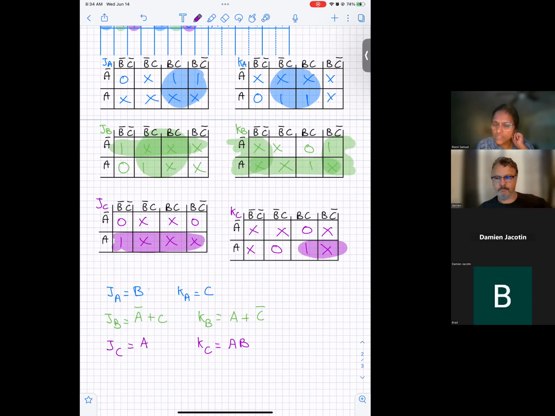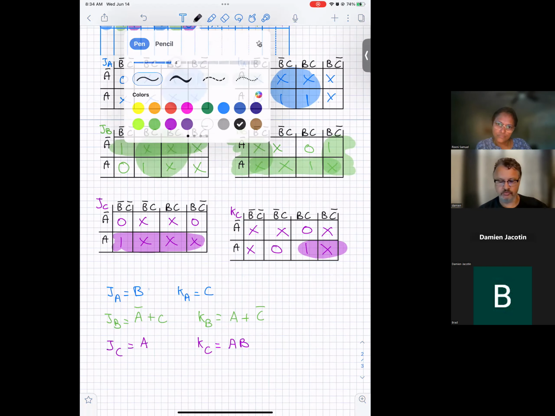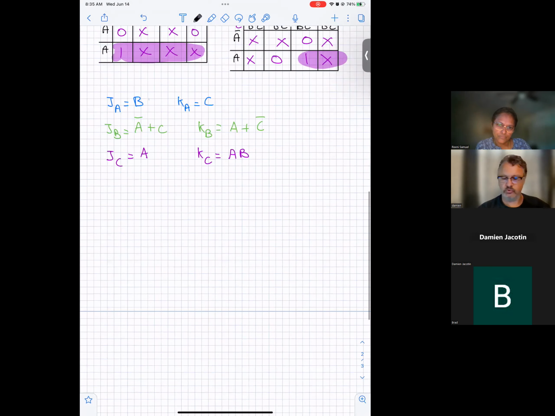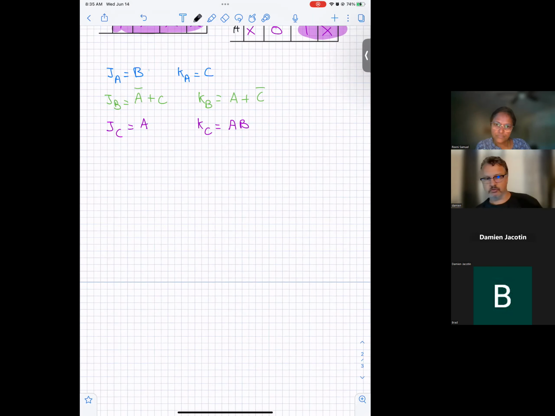So would we use this for MSI? No, this is just for SSI designs. Okay. So now, what do we do with all of this? Well, now you would go to Multisim, but here I'm just going to do a little sketch. Okay. So we would have our first JK flip-flop like this.